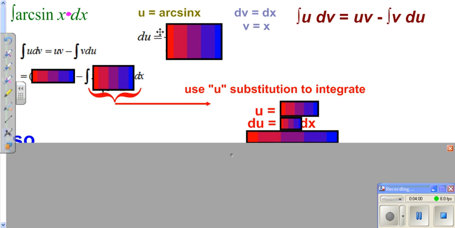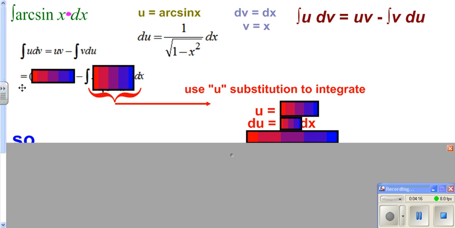Then you have to take your derivative of this, and you get this here, which is on the next page of your notes, the derivative of your arcsine. It's in a box in your notes. We can also go ahead and work that out, but we'll just go with this for now.